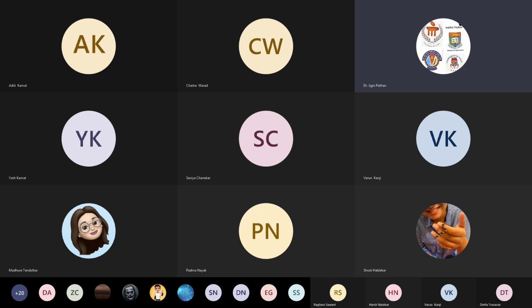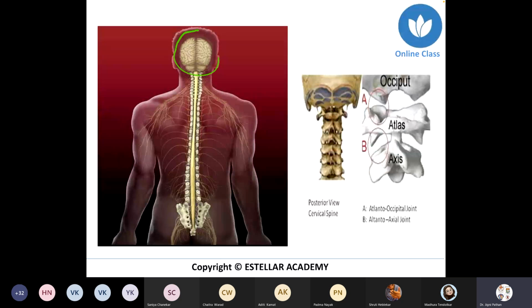If you see the slide, this is a skull. Okay, this is a skull. Skull is resting on which vertebra, whether it is cervical or whether it is thoracic vertebra? Skull is resting on which vertebra? Come on, tell me.